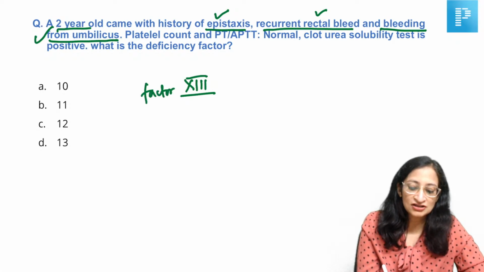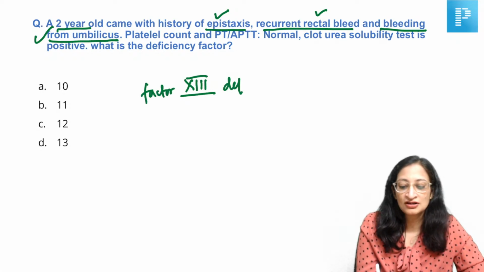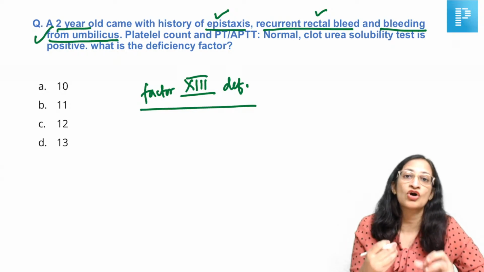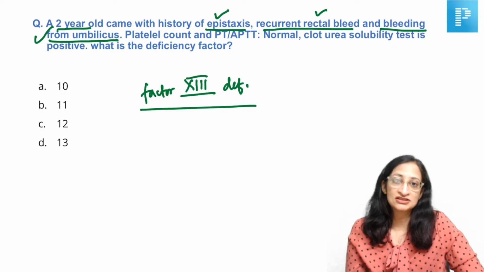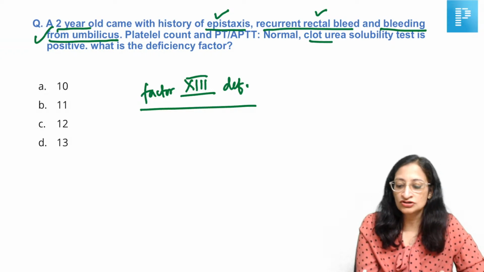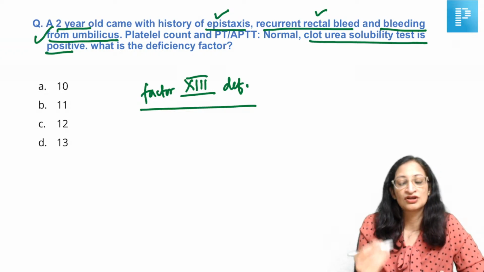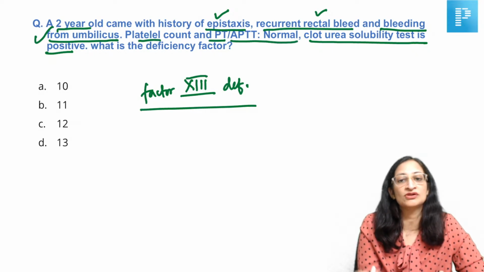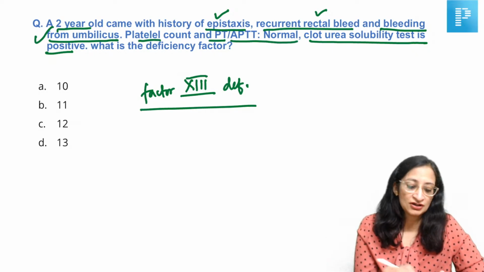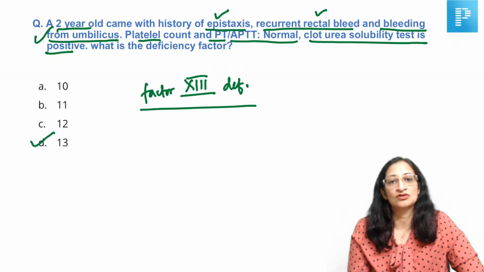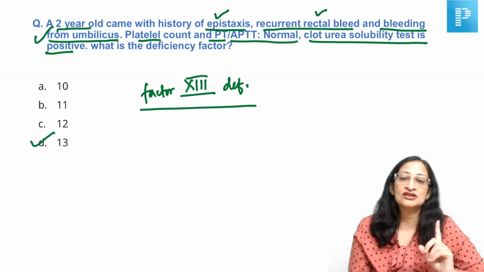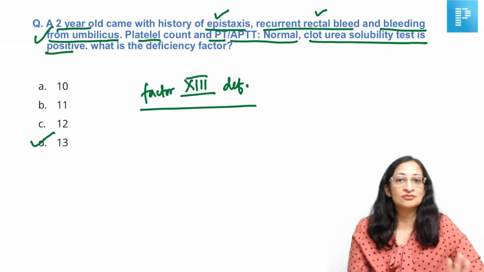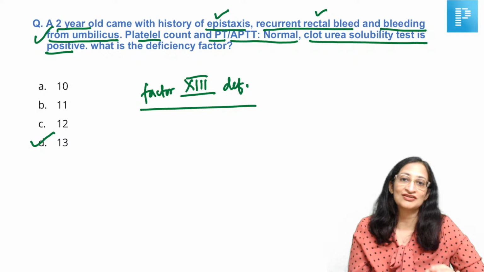And if there is factor 13 deficiency, what will happen? The clot will not be formed very well. The clot will be very fragile, not very stable. So your urea solubility test would be positive, but the other parameters like platelet count, prothrombin time, APTT will all be normal. In such a scenario, typically we think of factor 13 deficiency. So if you get a history in a child of bleeding from the umbilical cord stump, and all the coagulation workup like PT, APTT, platelet count is normal, think of factor 13 deficiency.